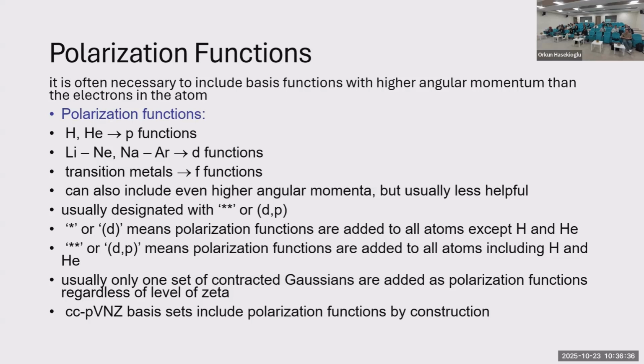So yesterday, when you looked at the basis sets in GAMESS, you saw double star and (d,p). A star or a d means polarization functions are added to all atoms except hydrogen and helium. A double star or (d,p) means polarization functions are added to all atoms, including hydrogen and helium. Usually, only one set of contracted Gaussians is added as polarization functions, regardless of the level of zeta. The cc-pVnZ basis sets include polarization functions by construction.